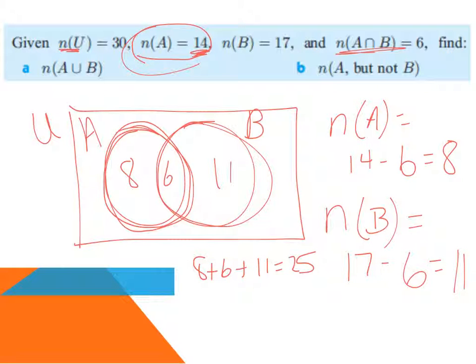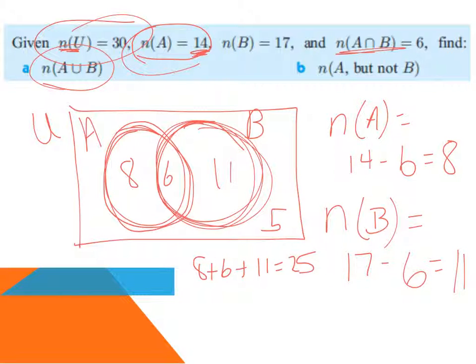So far we've accounted for 25 elements, but we actually have 30 in our universal set, so that must mean that there's 5 that are in our universal set but not in A or B. So now we can start answering the questions. The number of elements in the union of A and B would be everything that falls in these circles. So we've already calculated that down here and determined that that answer is 25. 8 plus 6 plus 11 is 25.